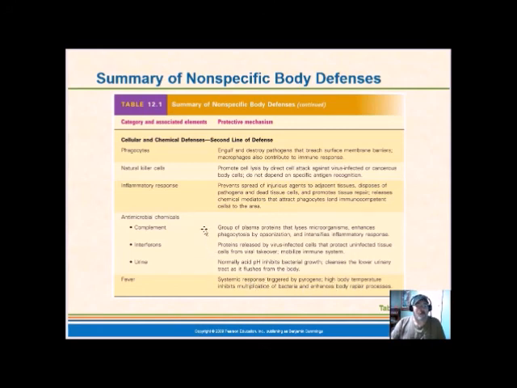So a few things to be aware of here. You should know the inflammatory response and the various steps involved in the inflammatory response. You should understand what are the cardinal signs of inflammation. You should know that complement, interferons, and urine are part of antimicrobial chemicals, that interferons specifically are associated with virally infected cells. You should know the general purpose of a fever.